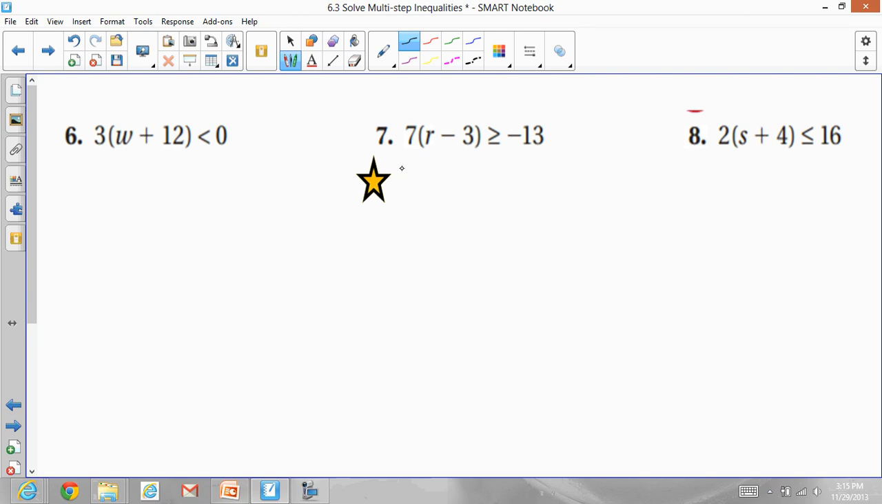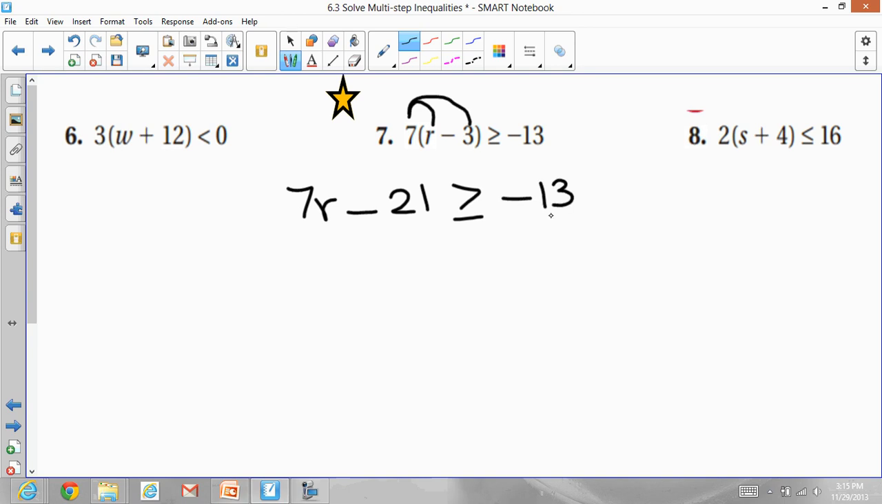So question number 7. This is a simple one. All you have to do is look on the left side. You got a 7 parenthesis r minus 3, which gives you a distributive property in mind. So distributive property here and here. 7 times r gives you 7r. 7 times negative 3 gives you negative 21. 7 multiplies r, 7 multiplies negative 3. Keep the inequality symbol exactly the same and negative 13. Bring the other side exactly down.